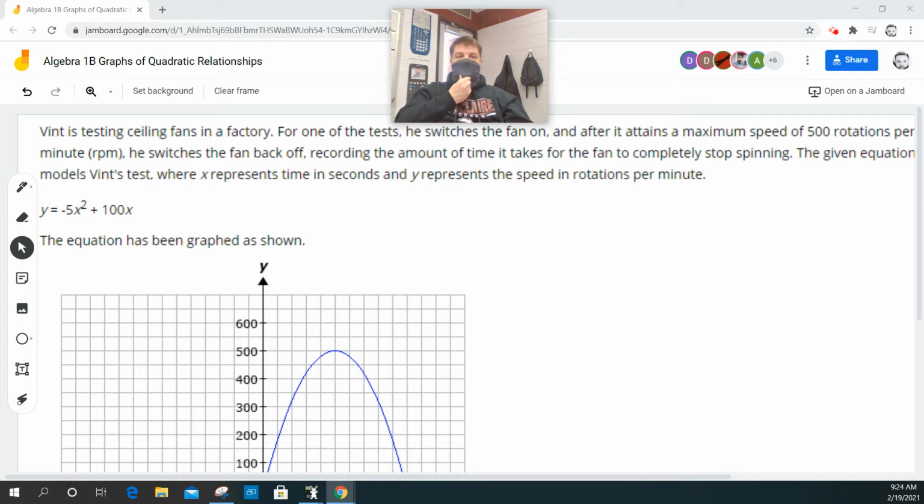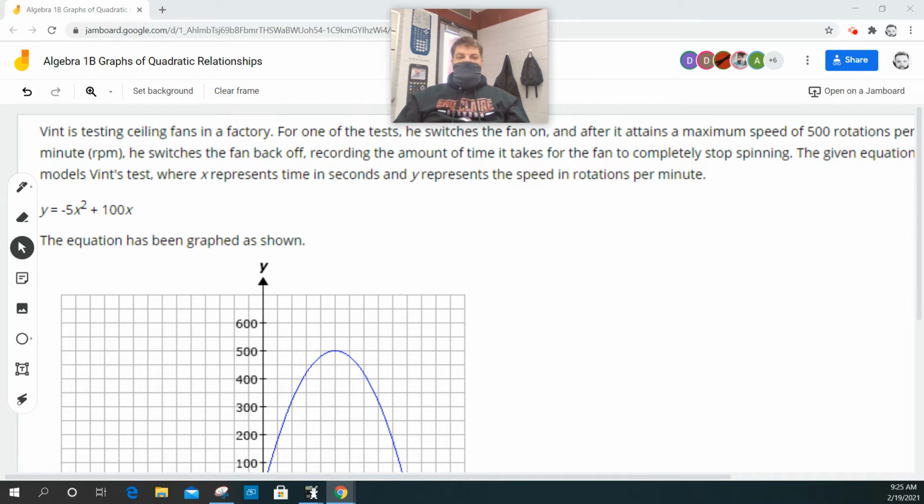All right, so this one says Vint is testing ceiling fans in a factory. For one of the tests, he switches the fan on, and after it attains a maximum speed of 500 rotations per minute, he switches the fan back off, recording the amount of time it takes for the fan to completely stop spinning. The given equation models Vint's test, where x represents the time in seconds and y represents the total rotations, the speed in rotations per minute. In other words, if it's going faster, it'll probably take longer to slow down.